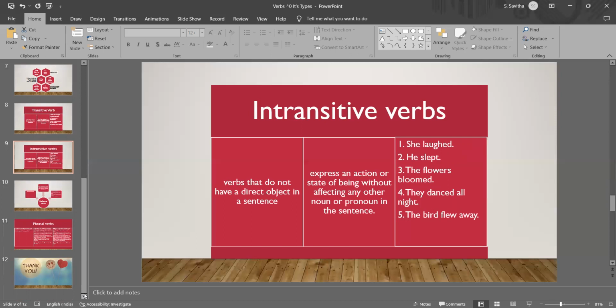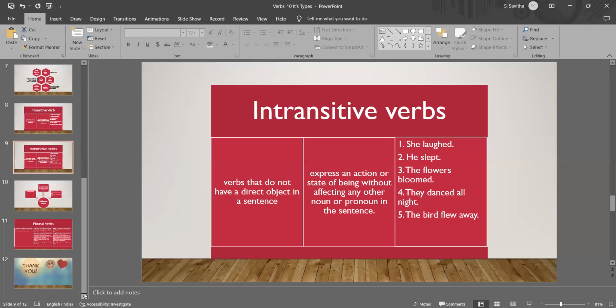I've given you some examples of intransitive verbs. She laughed. Here in the sentence, laughed is an intransitive verb. What does it express? The action of the subject, she, without affecting any other noun or pronoun in the sentence. That's it, right? He slept. Slept is an intransitive verb. It expresses the state of being of the subject he without affecting any other noun or pronoun.